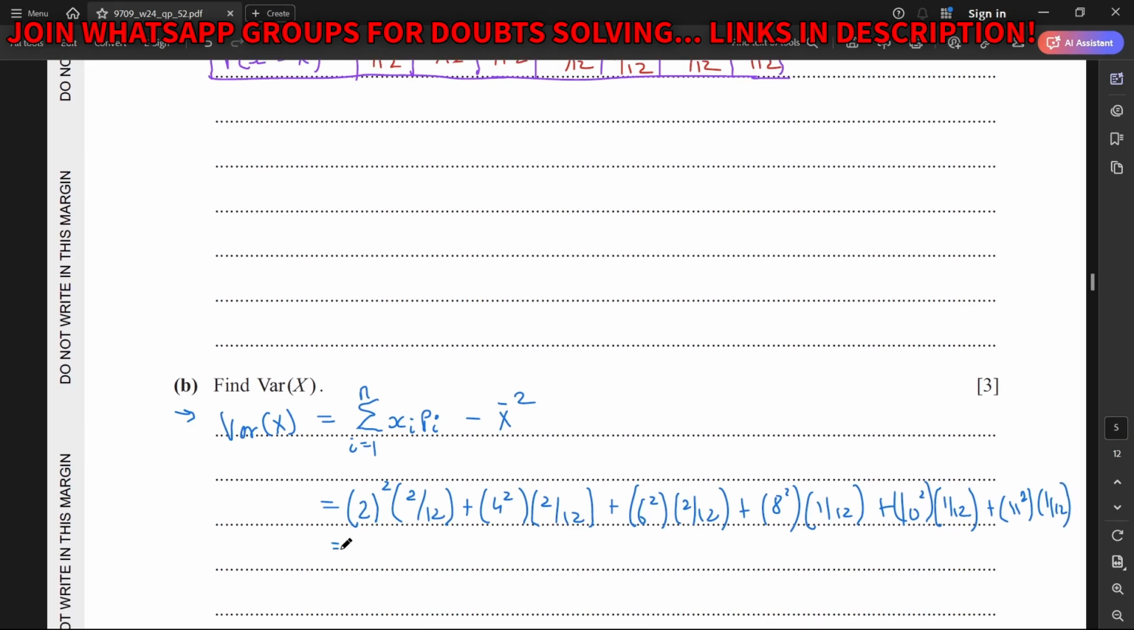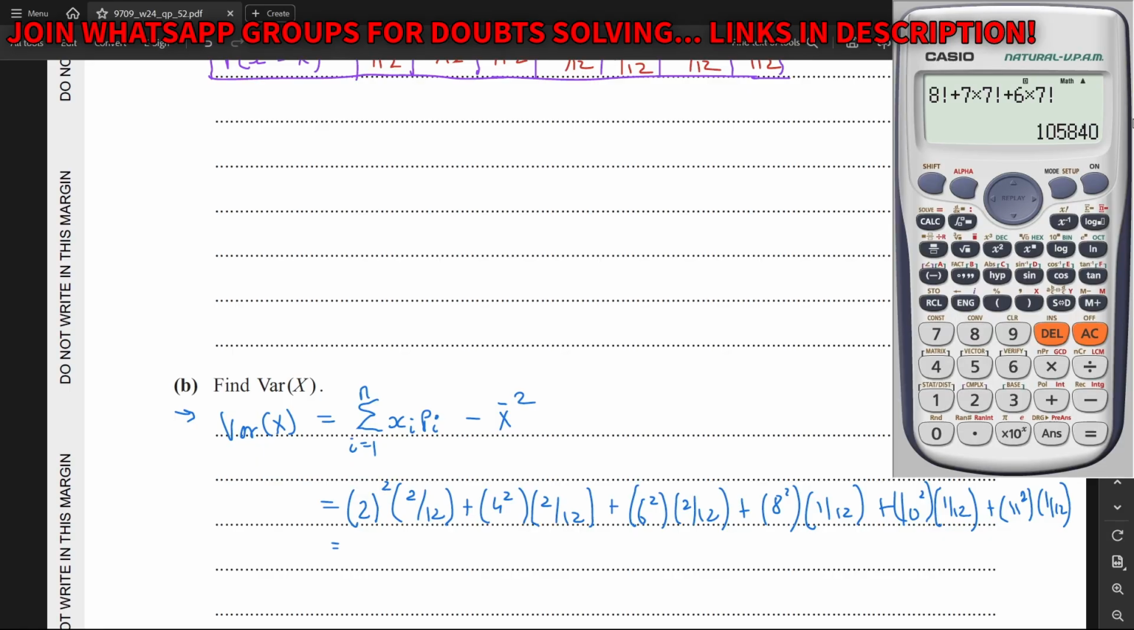And if I substitute this in my calculator, let's see what do we get. So I am having 2 square into 2 by 12 plus 4 square into 2 by 12 plus 6 square into 2 by 12 plus 8 square into 1 by 12. I can also take 2 by 12 and 1 by 12 as common, but I realized a bit later, but never mind. Let me complete it. Okay, it's not 9 square, but 10 square.